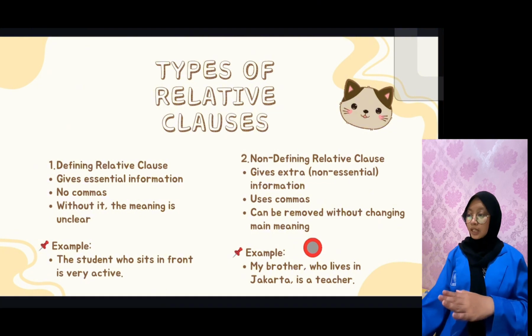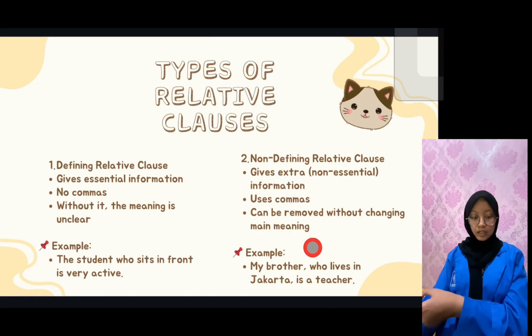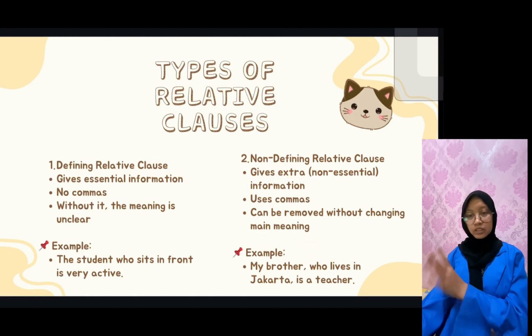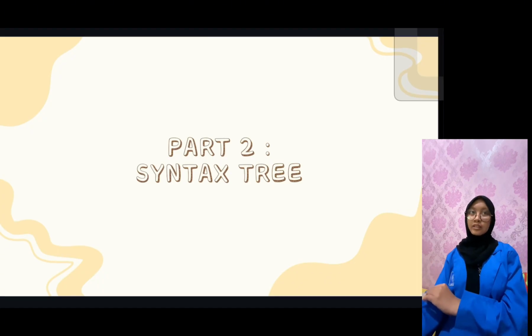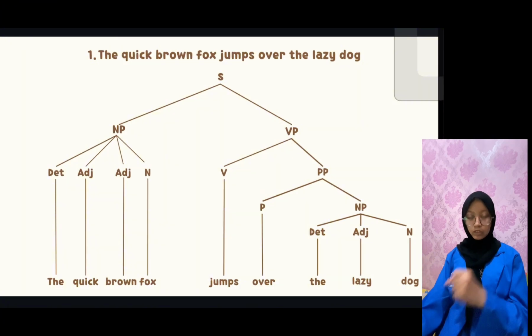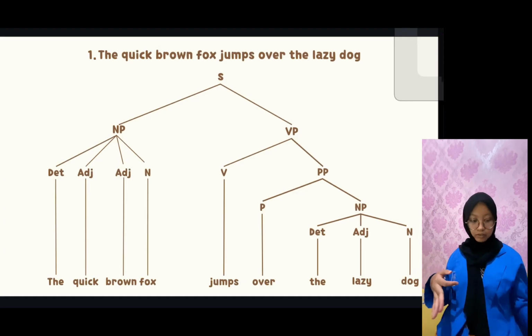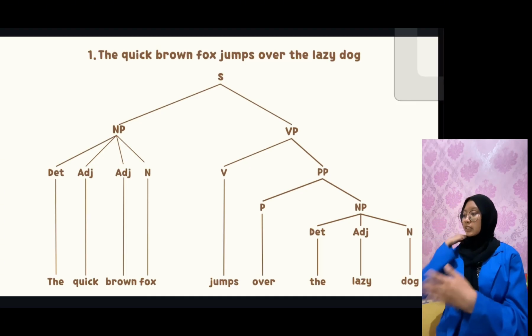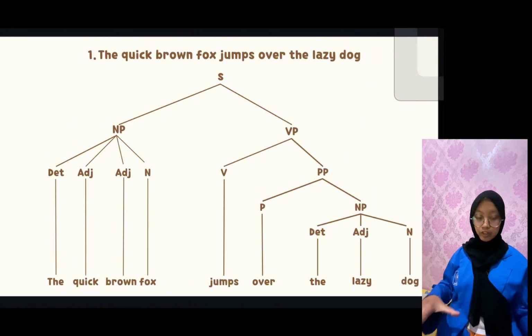So the information about living in Jakarta is additional, okay? So it's not essential. Next, I will explain the syntax tree based on several sentences. Basically, a syntax tree shows the structure of a sentence, including noun phrases, verb phrases, and clauses. Okay, and for the first example, we have the sentence: the quick brown fox jumps over the lazy dog.